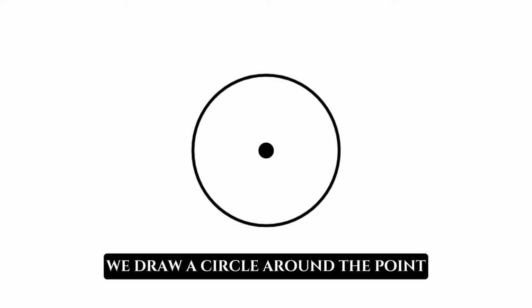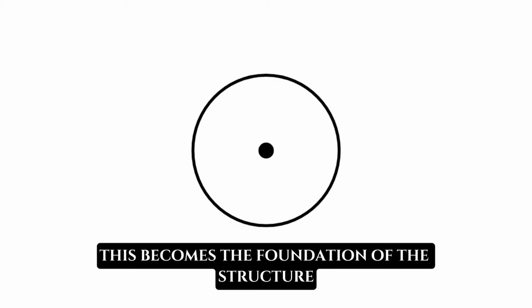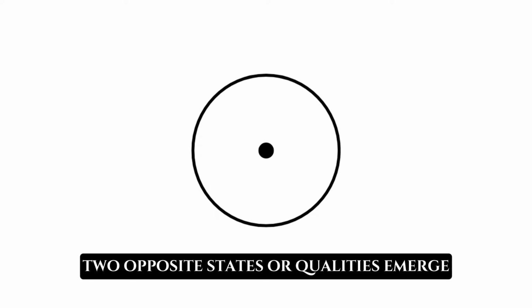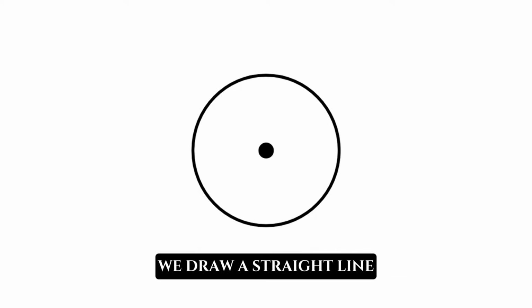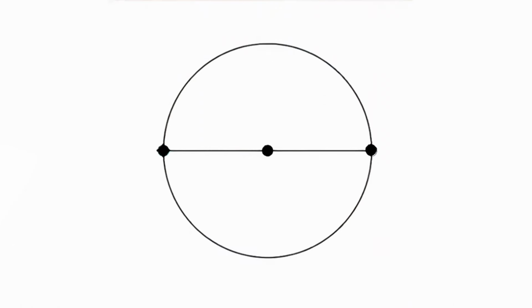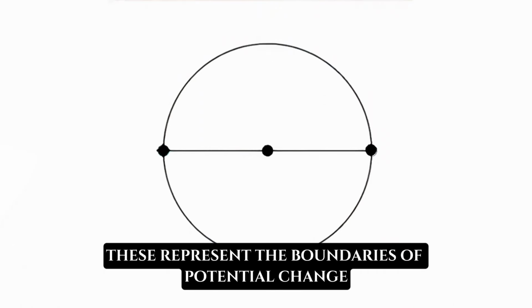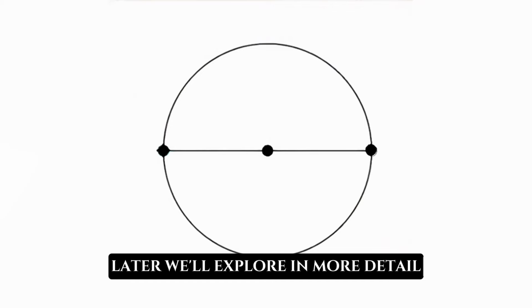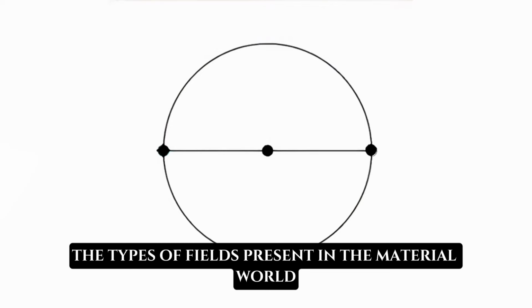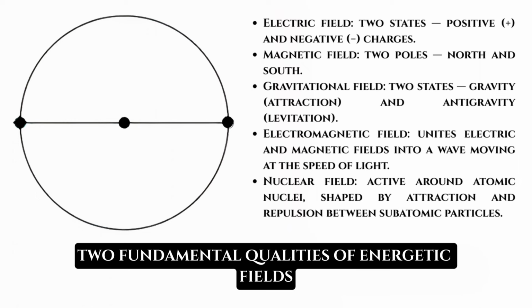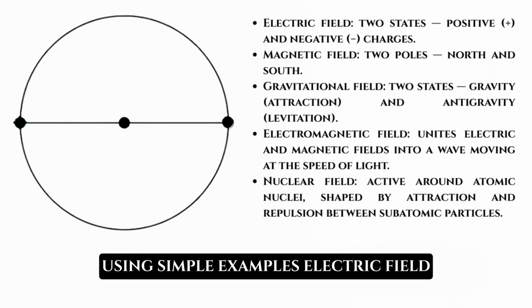In the next step, we draw a circle around the point. This becomes the foundation of the structure. Then within this energy field, two opposite states or qualities emerge. We draw a straight line through the center of the circle and mark two opposing points on its perimeter. These represent the boundaries of potential change within the field, a symbol of polarity. Later, we'll explore in more detail the types of fields present in the material world. But for now, let's illustrate two fundamental qualities of energetic fields using simple examples.